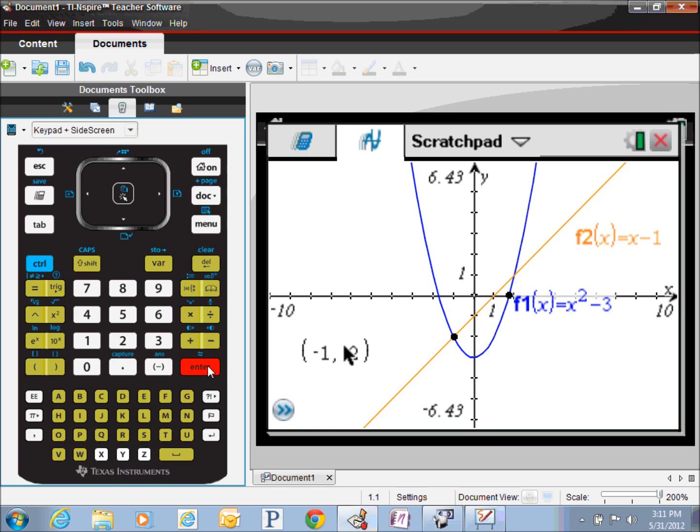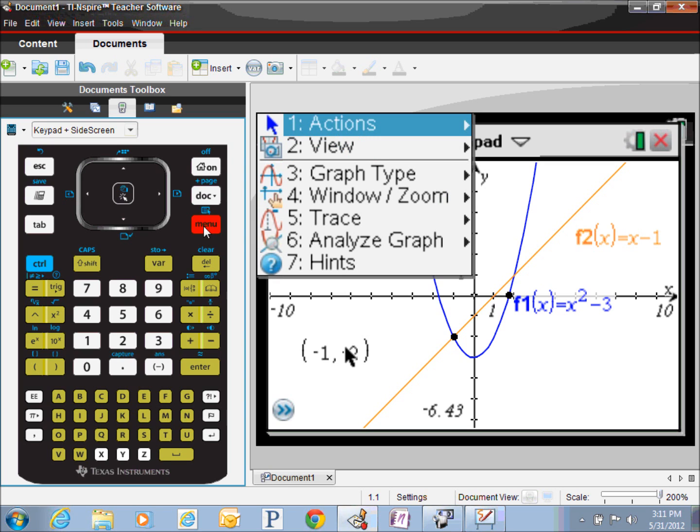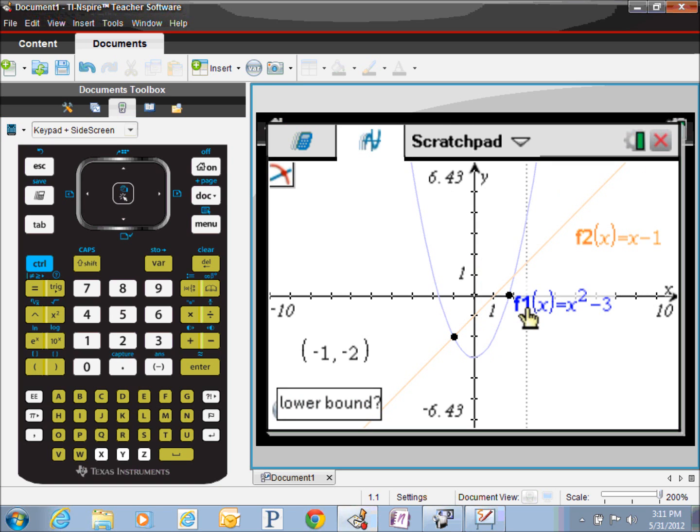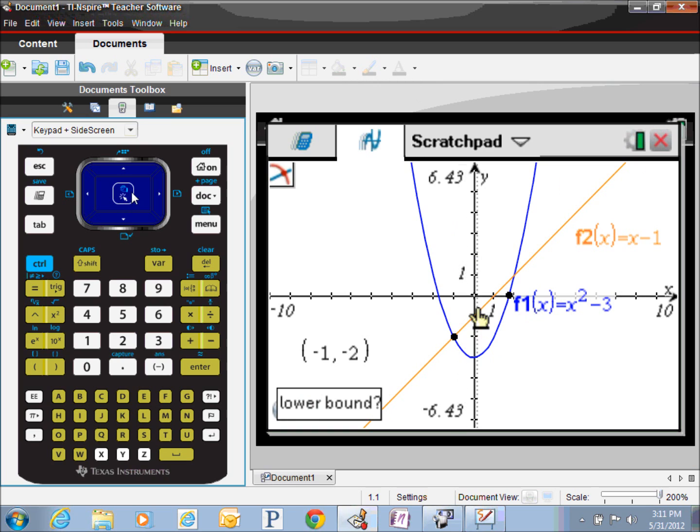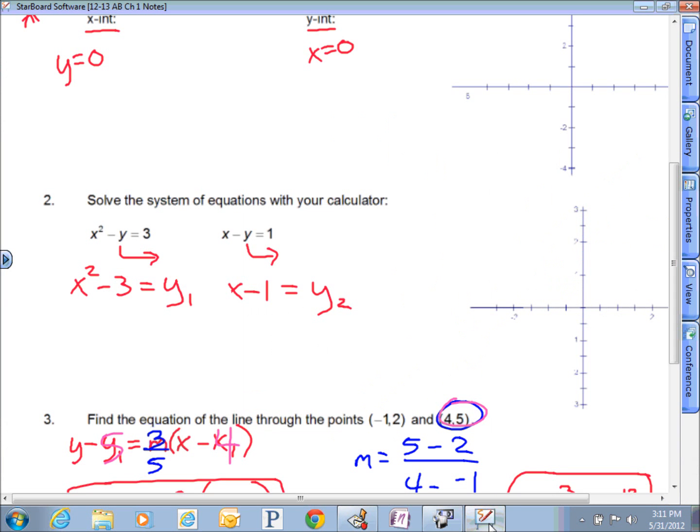Now if I want to go find the other intersection point, menu, analyze graph, intersection, lower bound, let's keep it further over this time, upper bound, intersection looks like that one's going to be at the point 2,1. So at the point -1, -2, and the point 2,1 are where we're going to solve that system of equations.